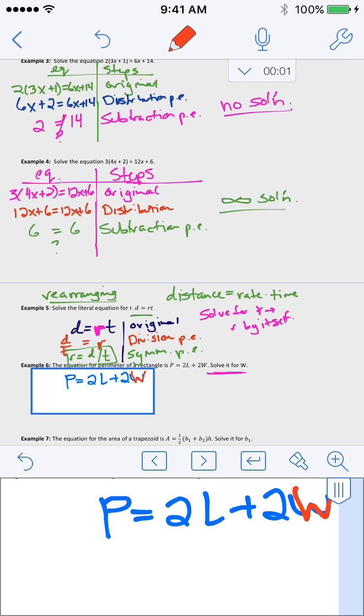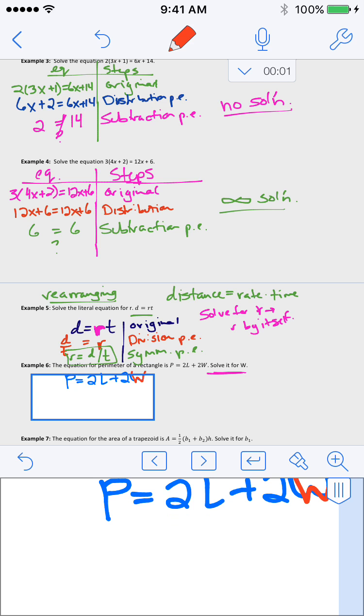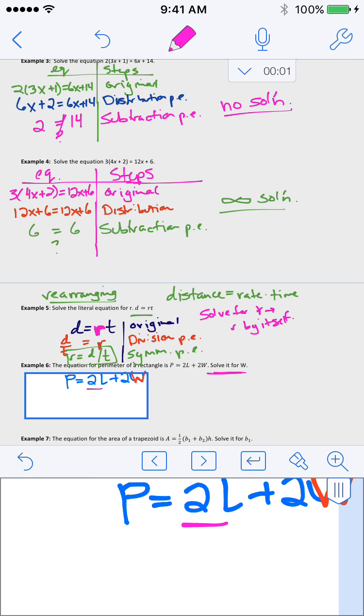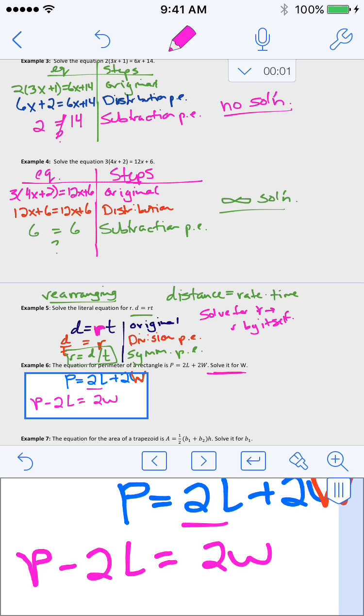Now I'm going to start as far away from the variable on the left-hand side as I can. That would be the 2L. So I'm going to move the 2L over to the other side. I'm going to use the subtraction property, and end up with P minus 2L is equal to 2W. I couldn't actually combine P and L because they're unlike terms, right? But that doesn't matter. I just wanted W to get more and more by itself. W is still on one side. It's still almost by itself.